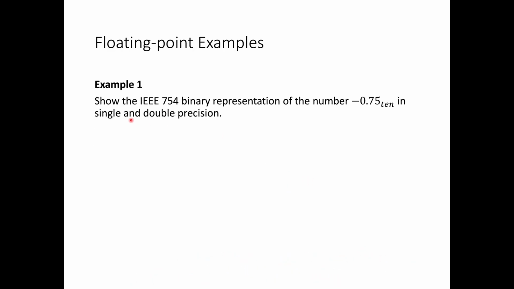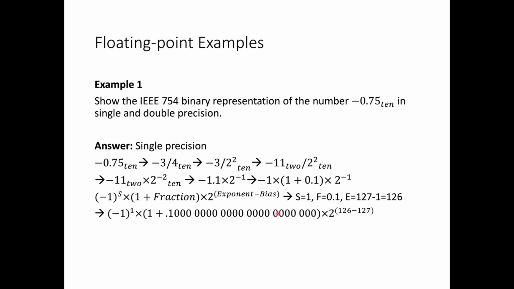So here is an example. If we want to show the IEEE 754 binary representation for the number -0.75 in single and double precision, here are the basic steps to get this format. So first of all, -0.75 is equivalent to -3 divided by 4 in decimal, which is equivalent to -3 divided by 2 to the power 2, since 4 can be represented by 2 to the power 2.